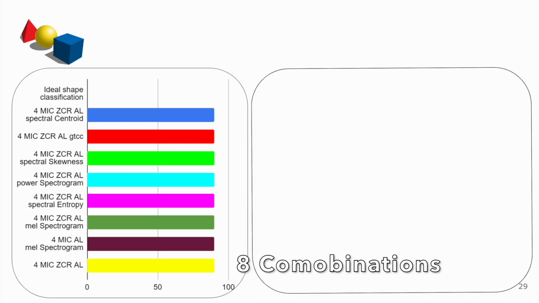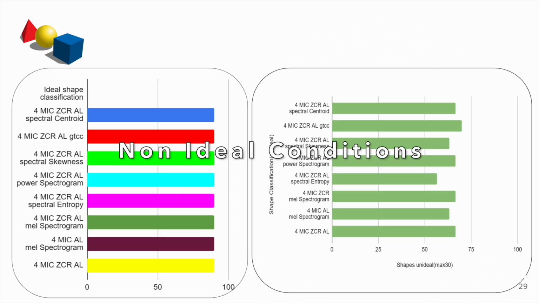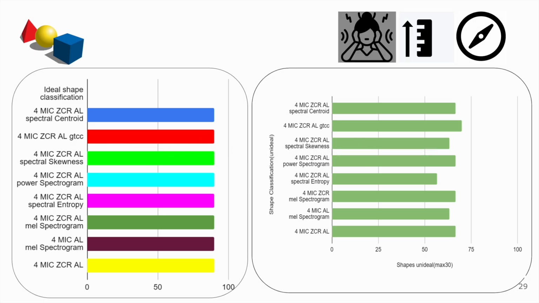However, when the first experiment was performed under non-ideal conditions, with varying background noise, shape heights, and setups, the best accuracy achieved was reduced to 70% using zero crossing rate, acoustic loudness, and GTCC. The introduction of robustness significantly lowered the accuracy.